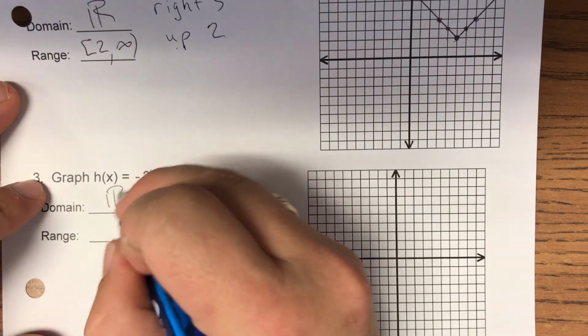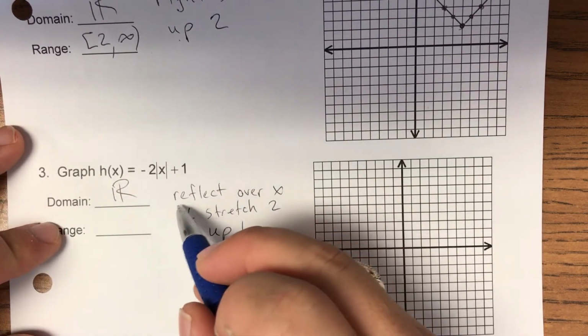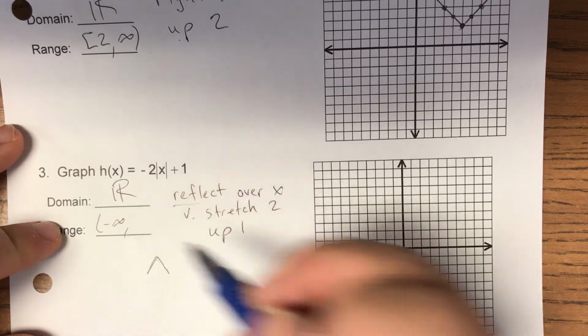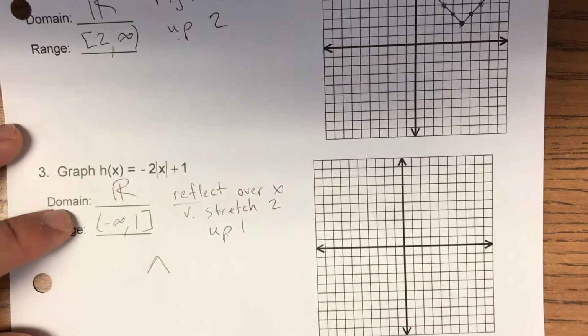So my domain is still all real numbers. It's all real numbers every time for absolute value. My range, though, has changed. Since I have the reflection over x, it's now going to be opening downward, which means we're going to start at negative infinity, and we're going to go up 1, so it's going to go all the way up to 1. That's going to be the highest point.